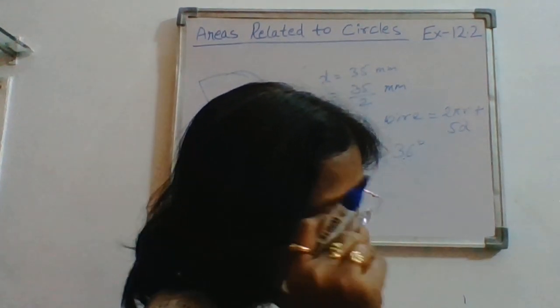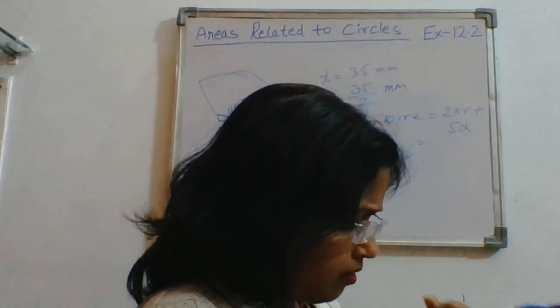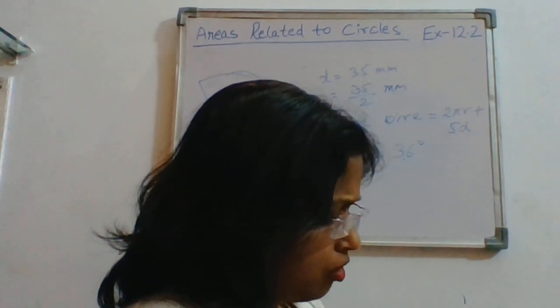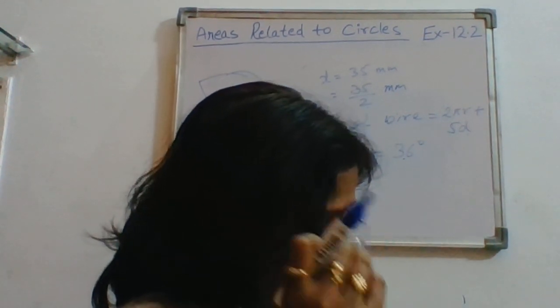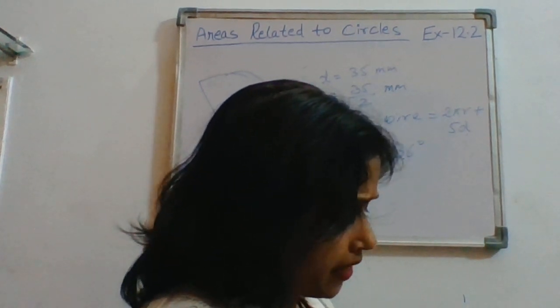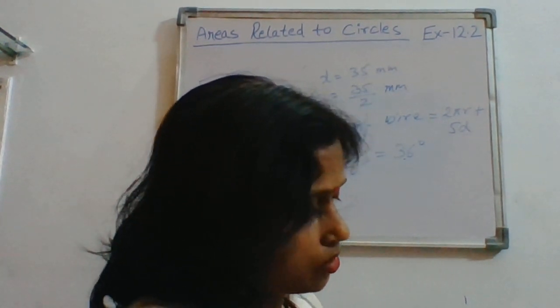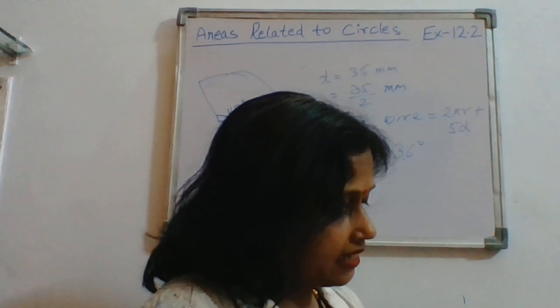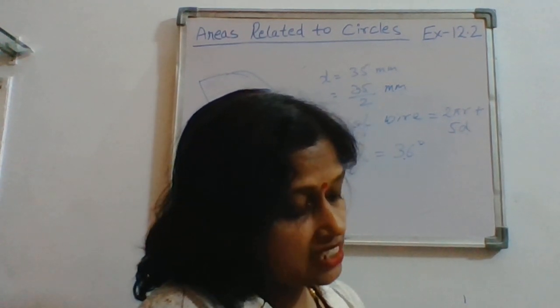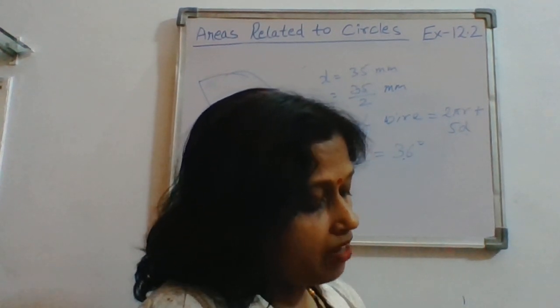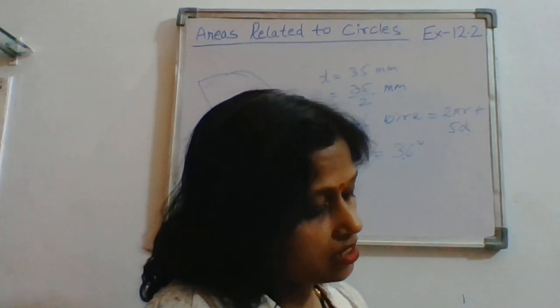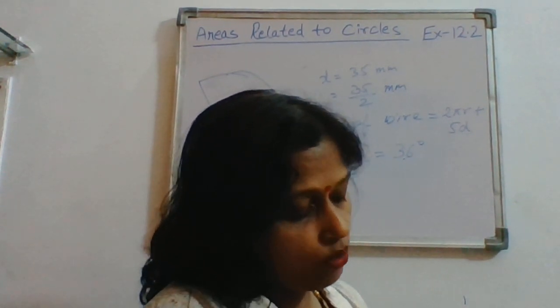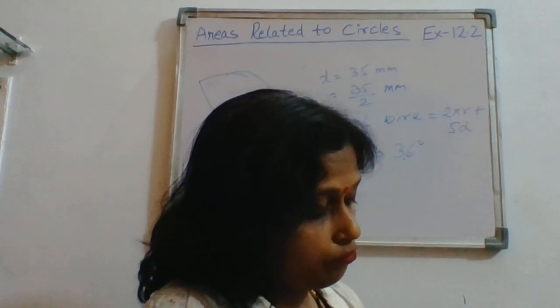Now question number 12. To warn ships for underwater rocks, a lighthouse spreads a red colored light over a sector of angle 80 degree to a distance of 16.5 km. Find the area of the sea over which the ships are warned. Pi you have to consider 3.14, right?